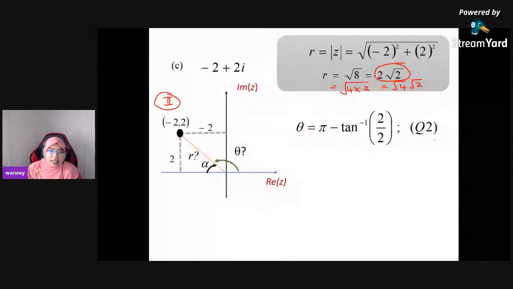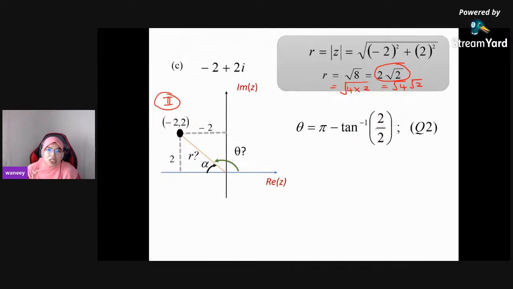We are in the second quadrant, so it will become pi minus arctangent of 2 over 2. Again, without the modulus sign because I already applied the modulus for negative 2. So, apply modulus, so that is pi. This is simply a normal bracket. So pi minus arctangent of 2 over 2.